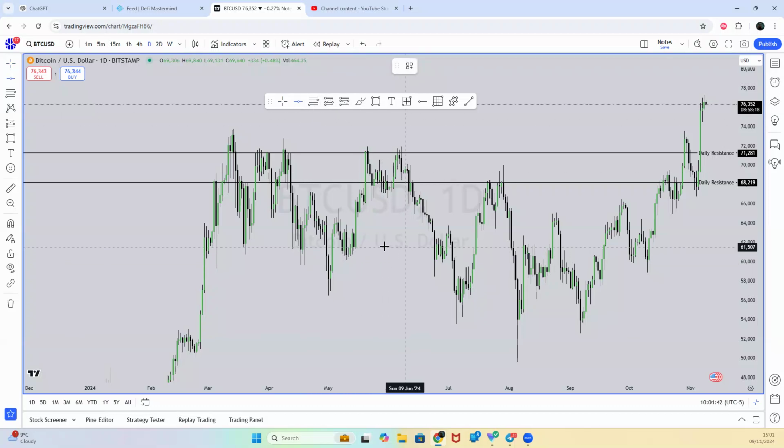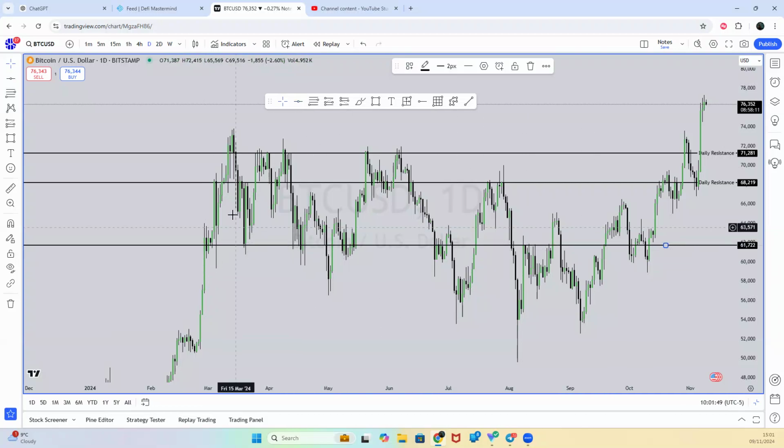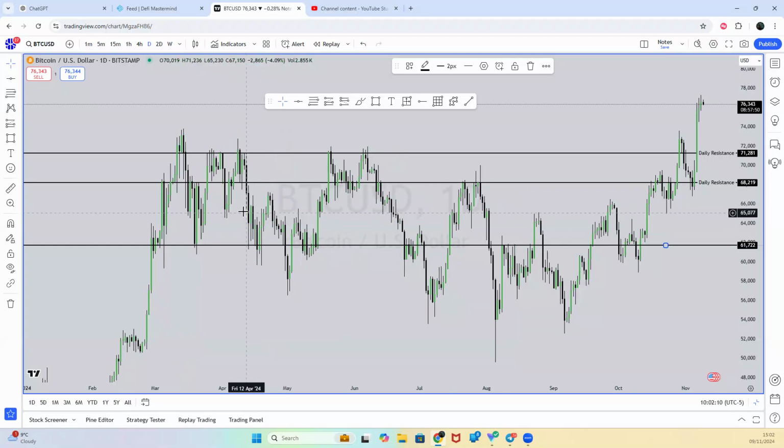Where else can we see here? This looks like quite an interesting level. We've got a rejection here, it came back here, rejected again. It went through it here, but it quickly came back up, and then we get consolidation around this level again, and rejection this time. So what has been support will often turn into resistance. So it's support here and it's resistance over here.